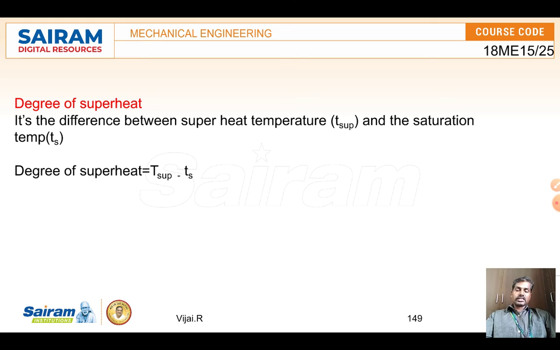After that it is raised up to the superheated temperature. Whatever heat you are adding will go into raising the temperature of the steam. So at some point we will have a superheated temperature. The difference between the superheated temperature and the saturation temperature, we call the degree of superheat. Okay, so degree of superheat is T super minus Ts.